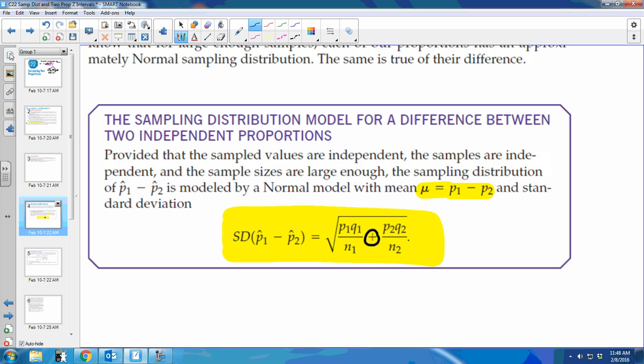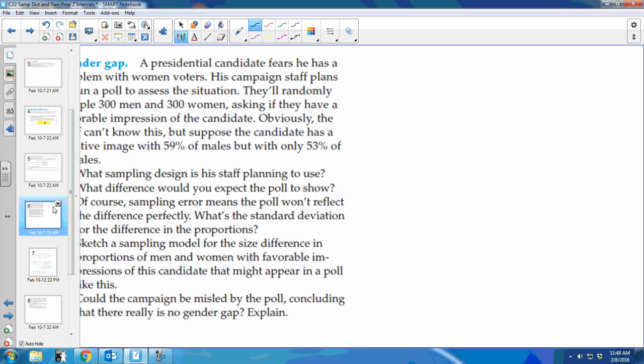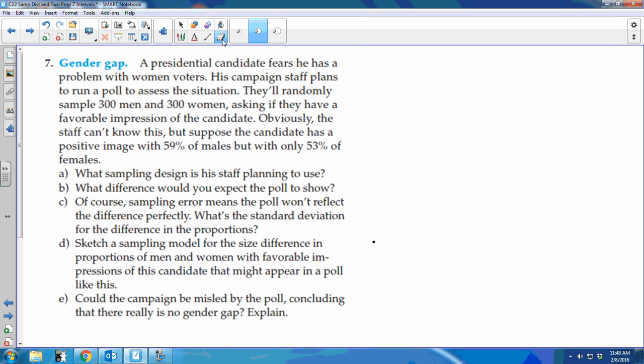All right, so let's do an example with that, just about sampling distribution models. A presidential candidate fears he has a problem with women voters. His campaign staff plans to run a poll to assess the situation. They'll randomly sample 300 men and 300 women, asking if they have a favorable impression of the candidate. Obviously, the staff can't know this, but suppose the candidate has a positive image with 59% of males, but with only 53% of females. So again, this isn't a confidence interval. These are not sample proportions. These are actual proportions. They're just telling us what they are.